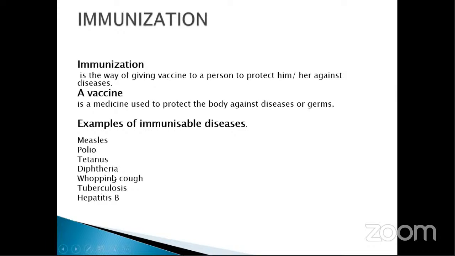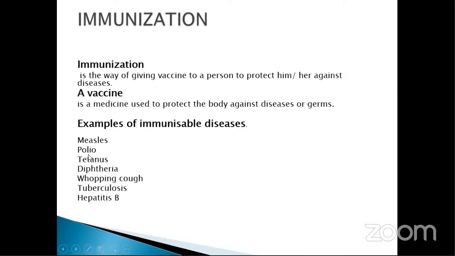So these are the immunizable diseases, all these diseases here, we have vaccines for them. And when you were still young, your mother and your father had to take you to the hospital so that you get the vaccine for all these diseases. So the vaccine for measles, the medicine for measles, is called measles vaccine.